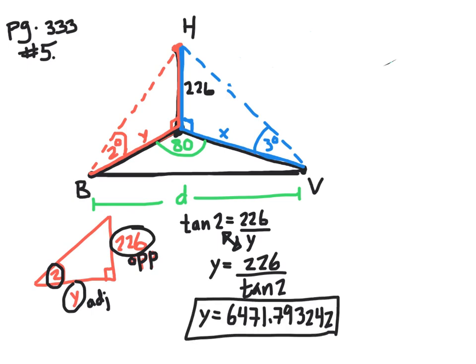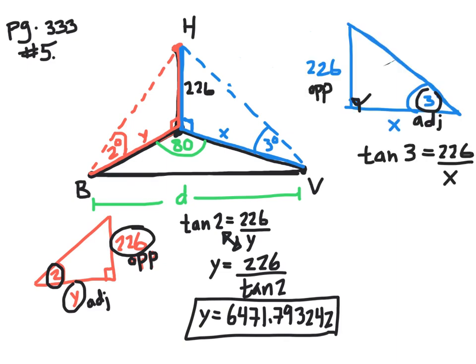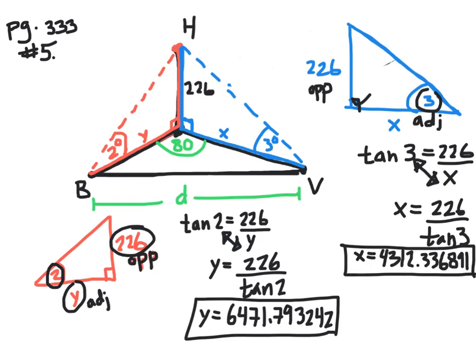Doing the same thing for x, I'm going to end up with tan of 3 is equal to 226 over x. Cross multiply the x and divide out the tan of 3. And I end up with x is equal to 226 over tan of 3. And solving for x, I get that x is equal to 4,312.336891.